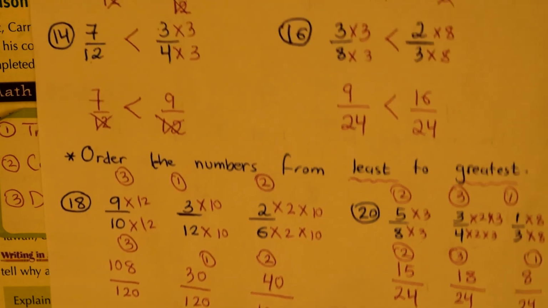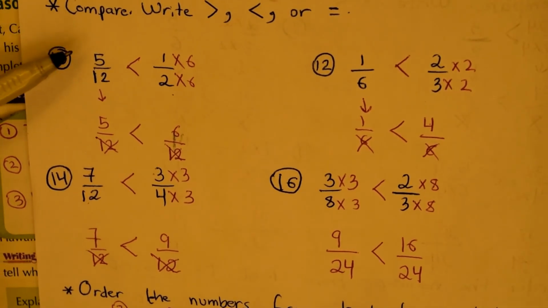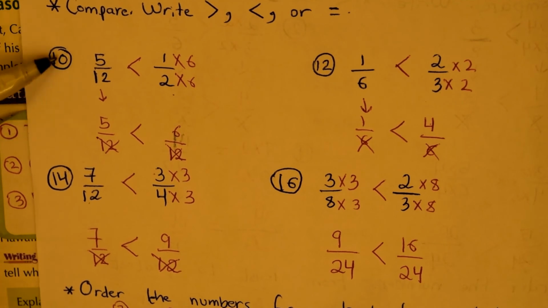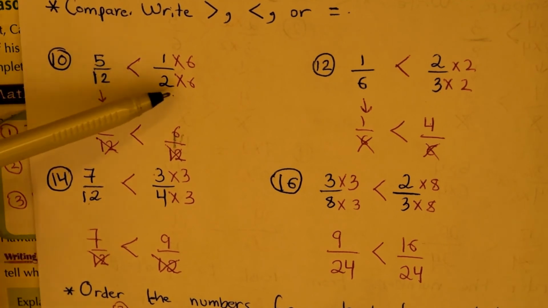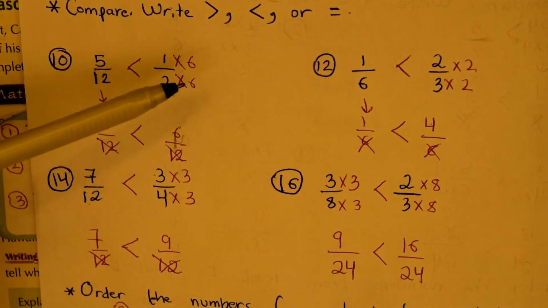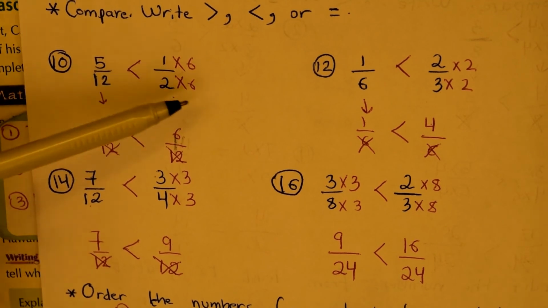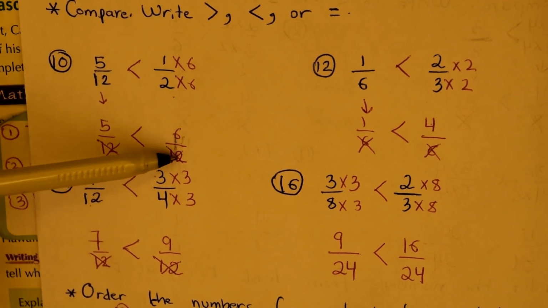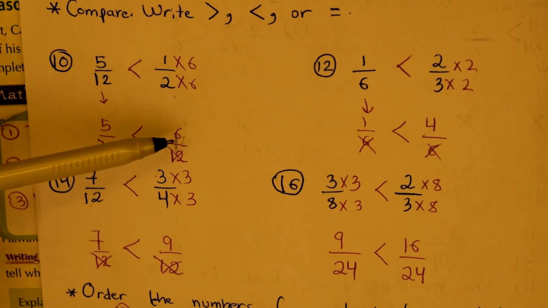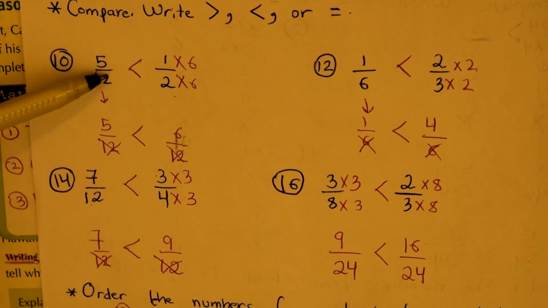Okay, now for number 10, compare, write greater than, smaller than, or equal. So for number 10 here, I have 1 over 2 and 5 over 12. How can I make the 2 12? I will multiply it by 6, but I will multiply up and down. So this fraction will go down. 1 times 6 equals 6, 2 times 6 equals 12. Now here I have 12 and 12. I will cross them from down. 6 is greater than 5, then this fraction is greater than this.